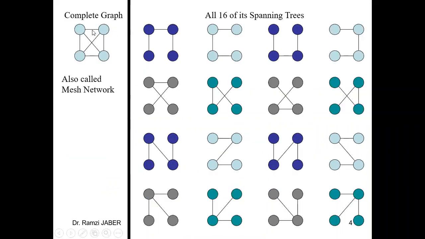So from this complete graph, also called a mesh network, every node is connected to every neighbor. We have four nodes, so we have 2^4, 16 spanning trees. All are spanning trees. There is no cycle here. In a spanning tree, no cycle, as you can see. No return to the same node. So a spanning tree is a subgraph from the main graph.